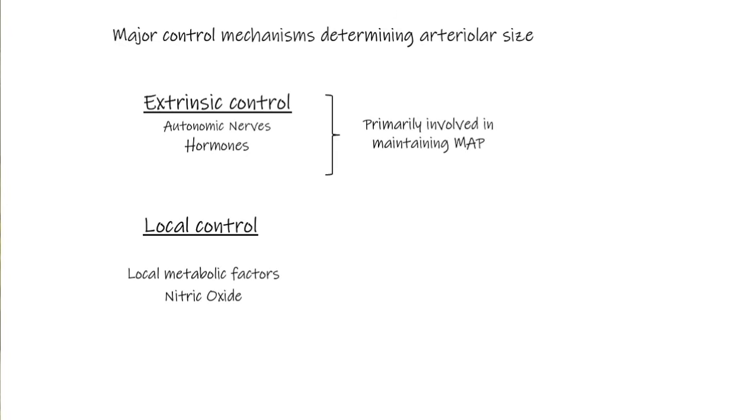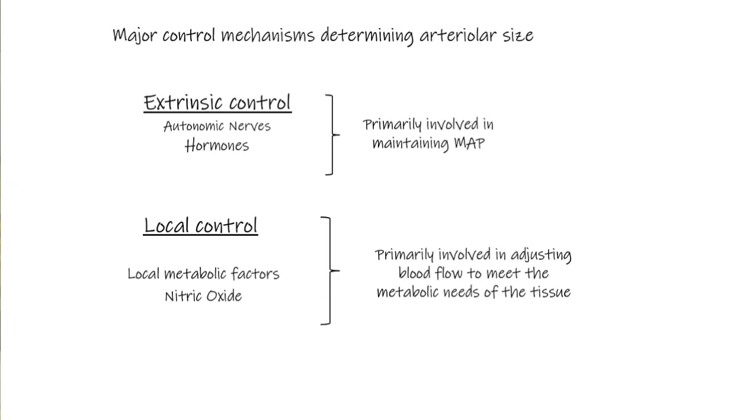In this lecture, we were focusing primarily on metabolic factors and endothelial signals such as nitric oxide. These local signals are particularly important for adjusting vascular resistance within individual tissues so that its blood flow is appropriate for its metabolic needs and local conditions. So this is the main distinction that I want you to take away. Extrinsic mechanisms primarily help coordinate the circulation as a whole to maintain an appropriate mean arterial pressure, while local mechanisms primarily determine how much of that available blood flow is directed to individual tissues according to their needs.